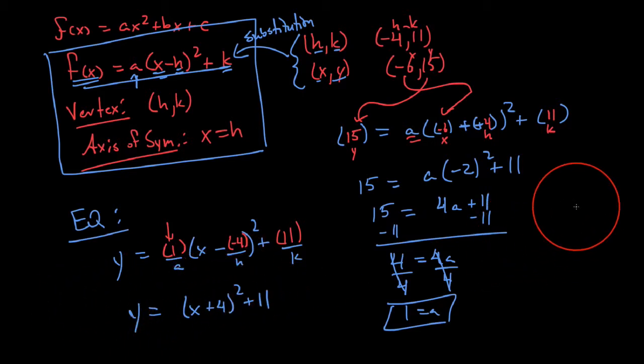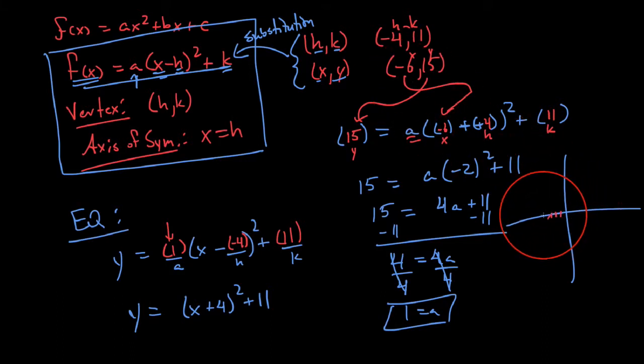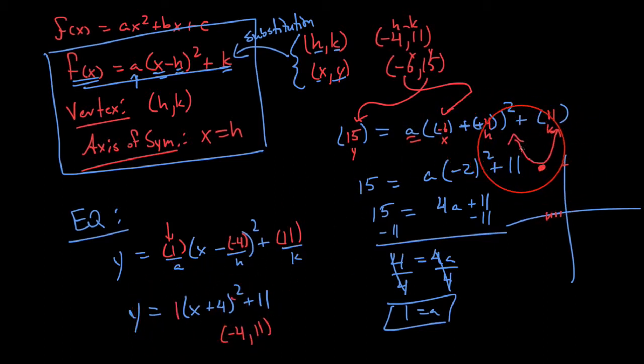Just to show this, if we were to sketch it, the point is -6 comma 15. The vertex is -4 comma 11, which was told to us right off the bat. If we went left 4 and then up 11, we'd be somewhere up here. Our a value is 1, so this opens up. It's perfectly reasonable to think that if this is -4 and this is -6, the point -6 comma 15 is actually on the graph. So this is a nice way to write the equation.